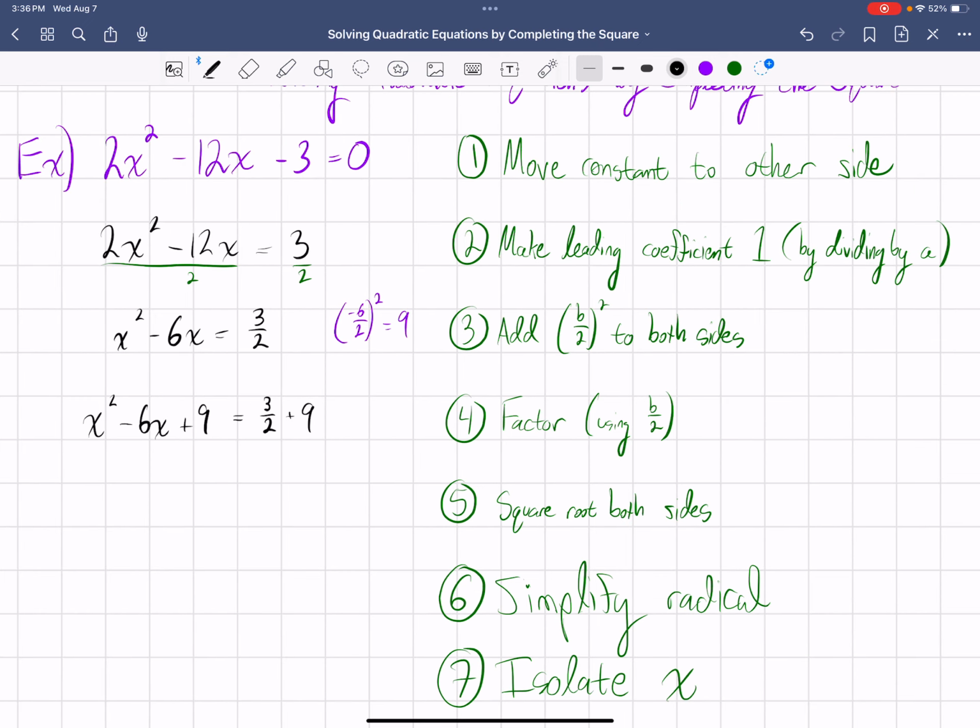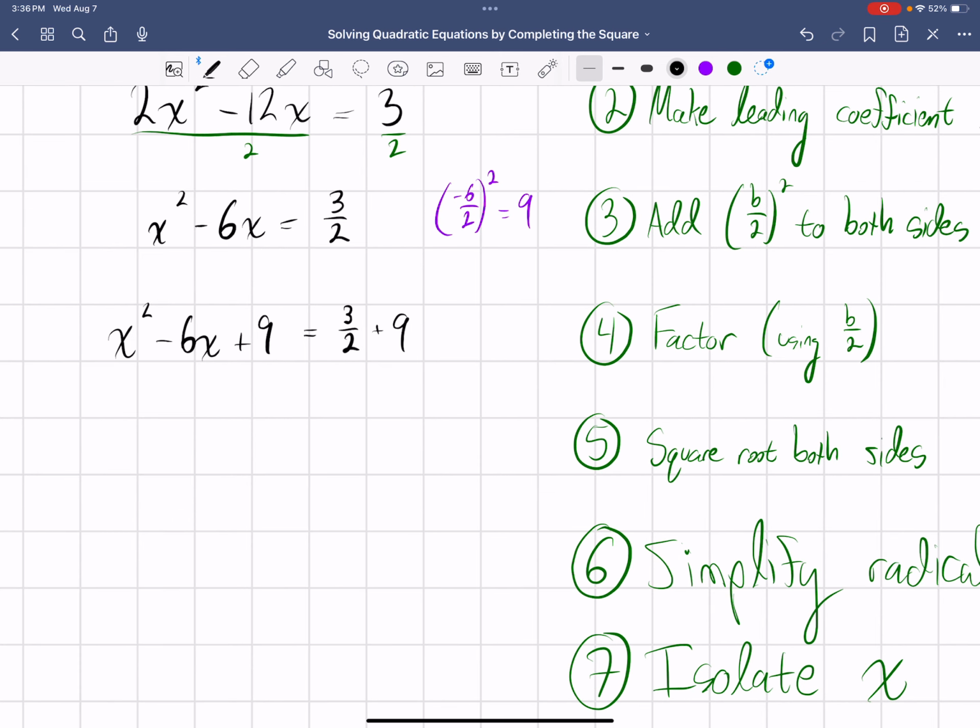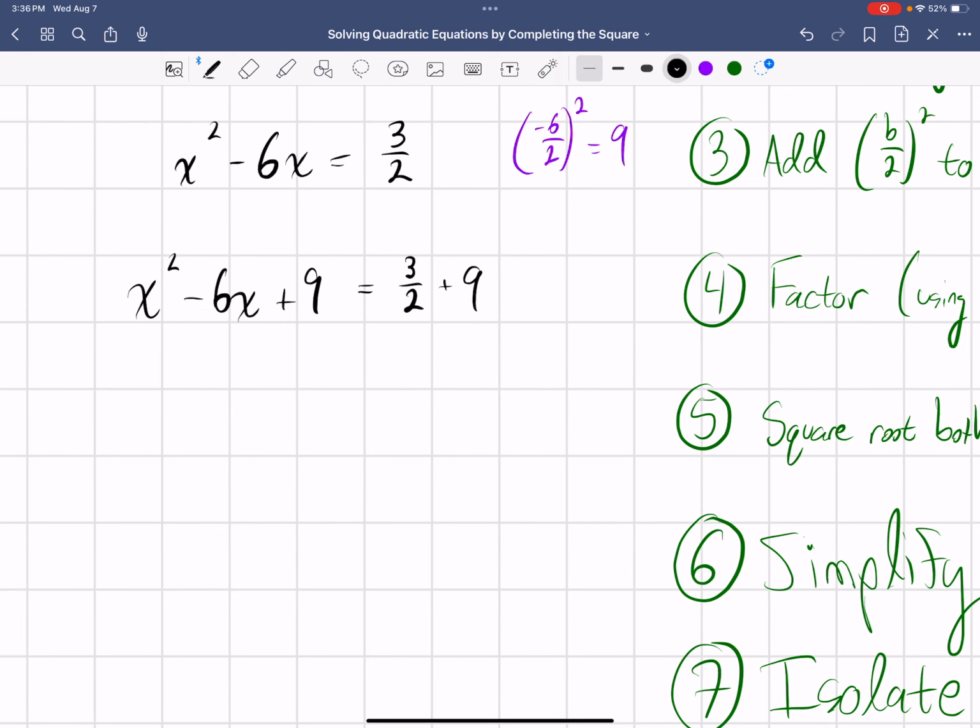Okay. Now, the next step, we're going to do two things. On the left side, we're going to factor this trinomial that we have. Now, when you add b over 2 squared, which in this case was 9, you get something special. What we have here is called a perfect square trinomial. What that means is that it will factor into the same two factors twice. Now, you could factor this normally by figuring out what multiplies to the last term and adds to the middle, but there's a trick here. You don't even need to think about it.